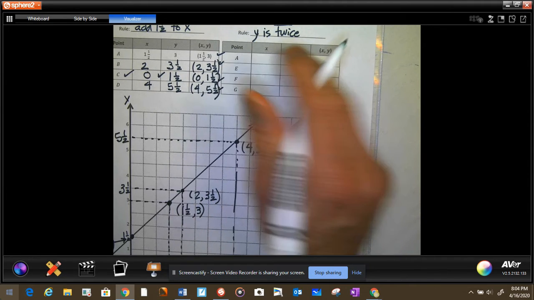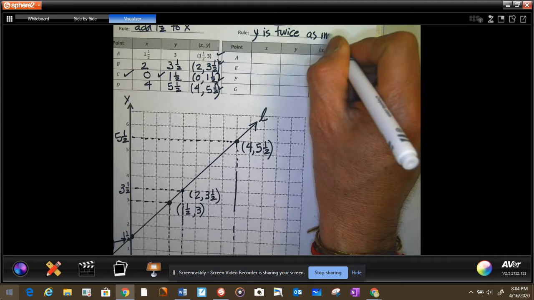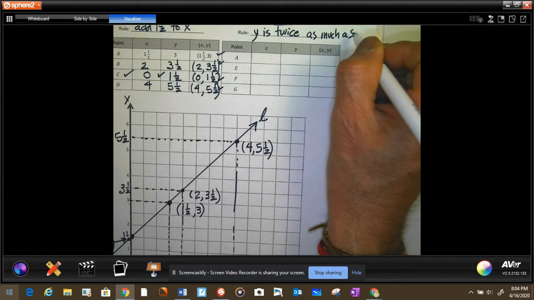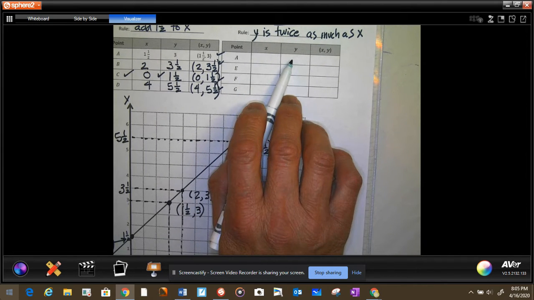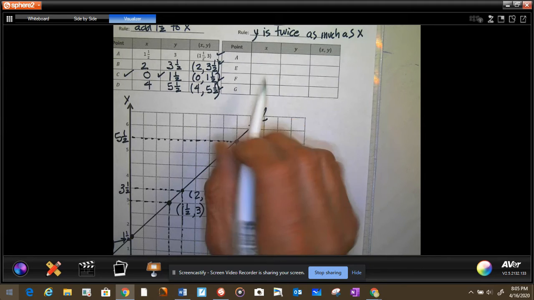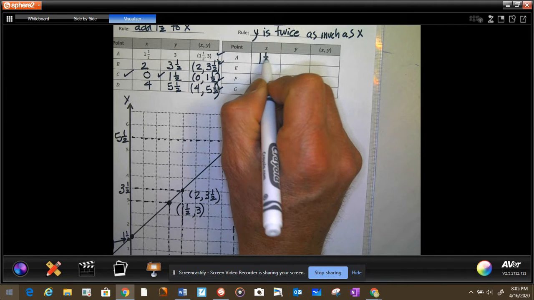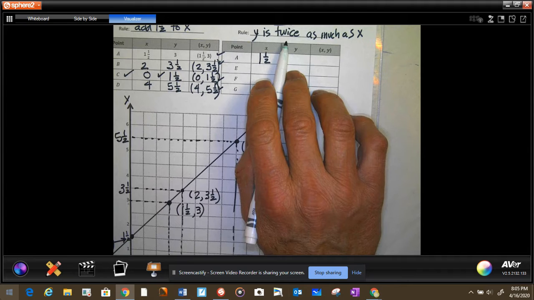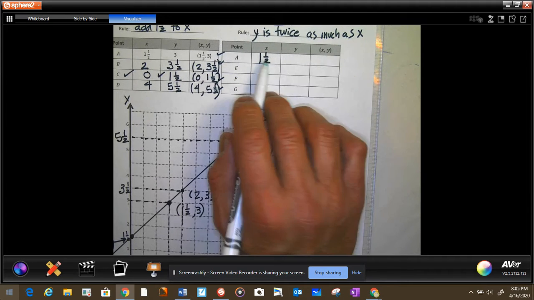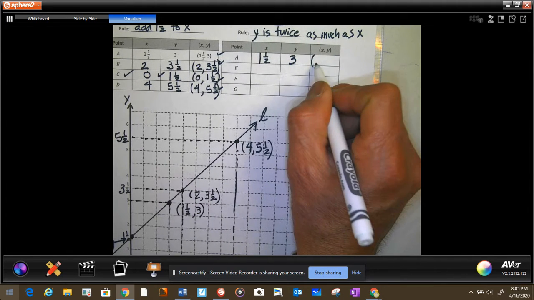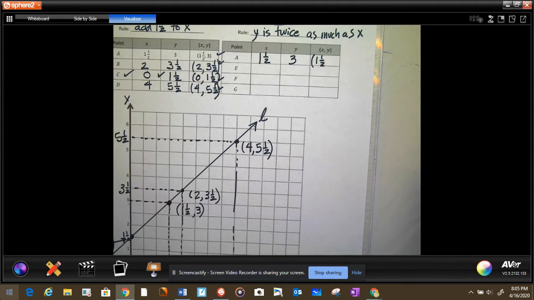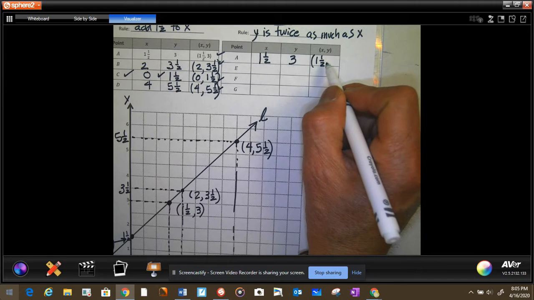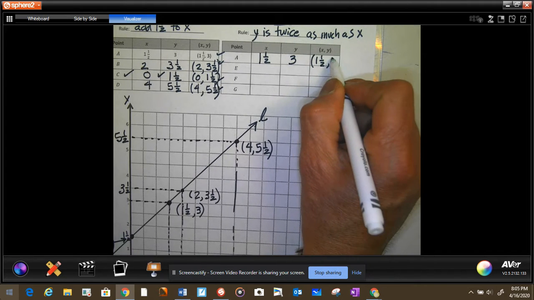Y is twice as much as X. Okay. So that means this one has to be twice X. So let's say we start with 1 and 1/2. That means Y is going to be twice that amount. So it's going to be 3. It's going to be 1 and 1/2. Okay. And yes, Y is 3.